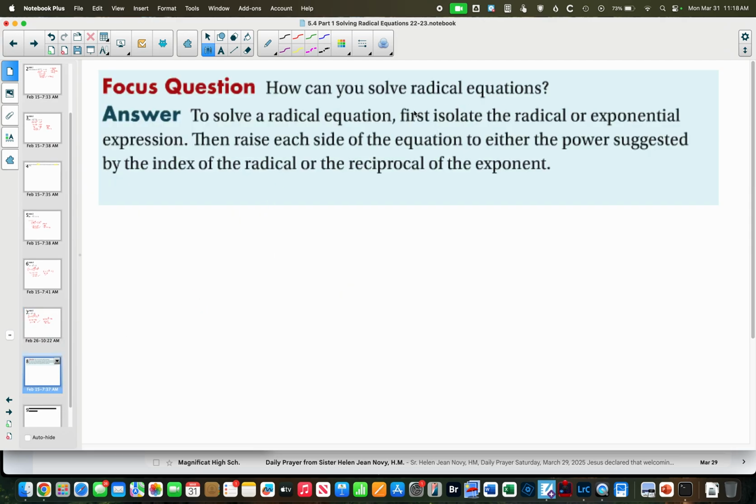How can you solve radical equations? Answer: to solve radical equations, first isolate the radical or exponent, then raise each side to either the power suggested by the index or the reciprocal. That's what we just did.